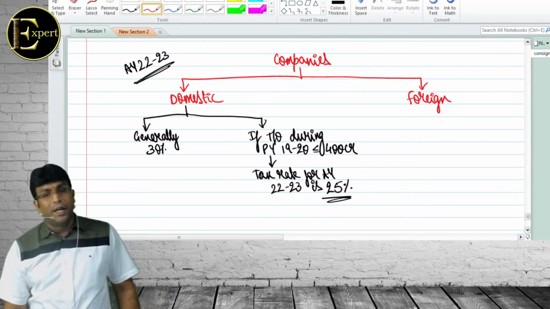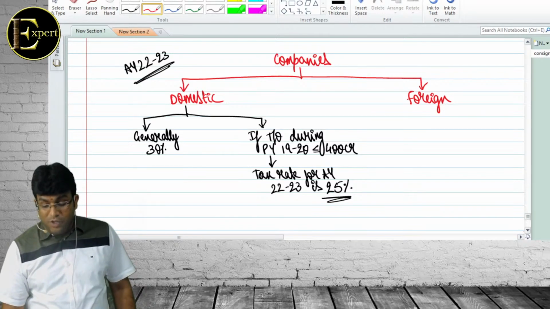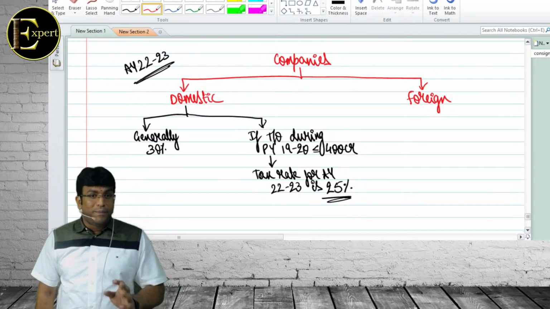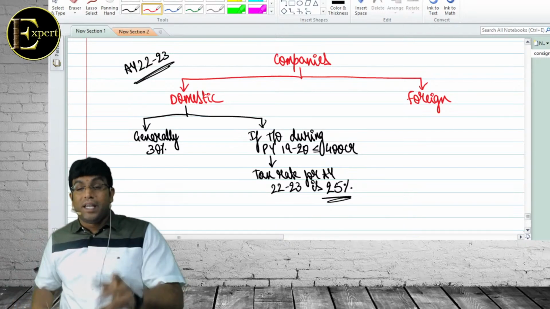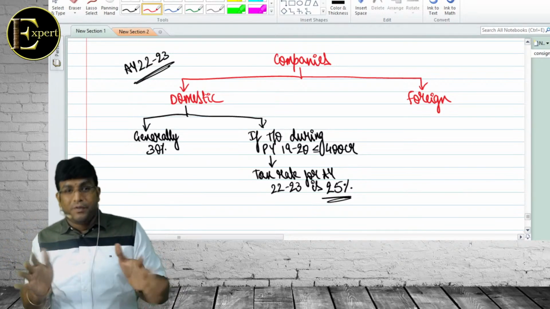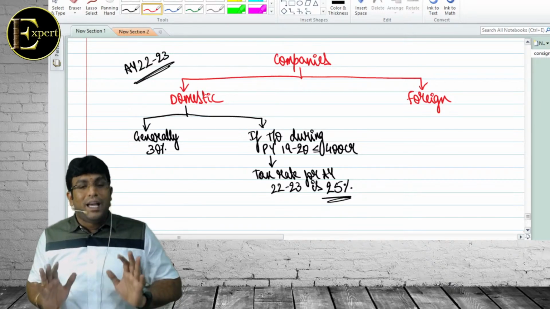Generally what rate? 30%. But if turnover during previous year 19-20 does not exceed 400 crores, then what is the rate, beta? 25%. And 400 crores is not income, it is turnover. Turnover is different, income is different. Okay, my dear friends, please get that point very clearly. Clear? See, I have one client.